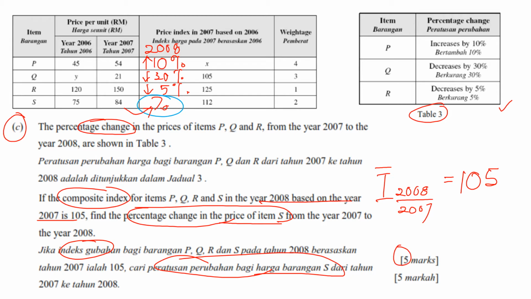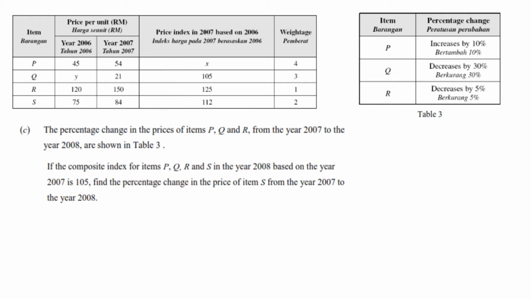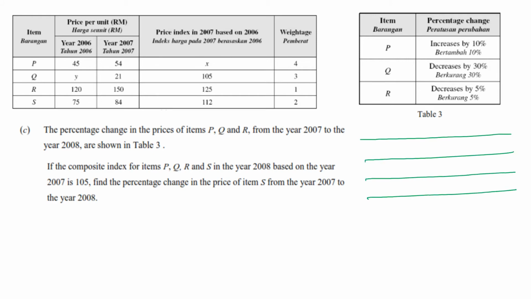Then we continue, because I need some space to write. So you see what happened here. I removed the BM version. In order to solve this question easily, I transfer everything. I should know that for year 2007, the percentage given is based on year 2007. This you have to be very, very clear. 2007, 2008, and this is the weightage. This is item P, Q, R, S.